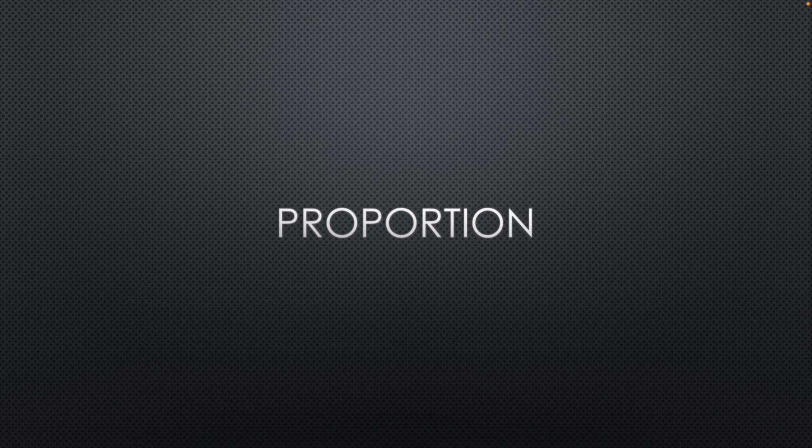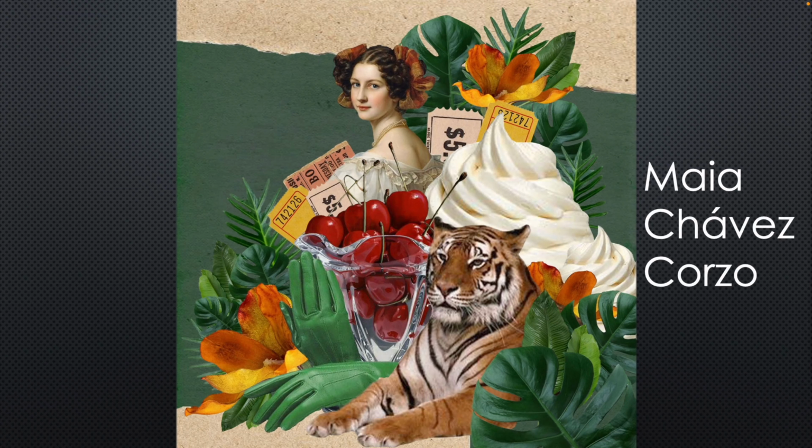As for proportion, collage is all about adjusting and messing with proportions. This is the time to make something large, like say a tiger, and place it next to something small, perhaps a cup of cherries. And you do this either to show a point or just because you think that it will look cool. In this image by Mia Chavez Corzo, the combination of these unlikely items makes me think about the way that a woman can be as sweet as a cherry, but with the bravery of a tiger. The more you mess with proportions, the more strange and out of this world your collage will look.